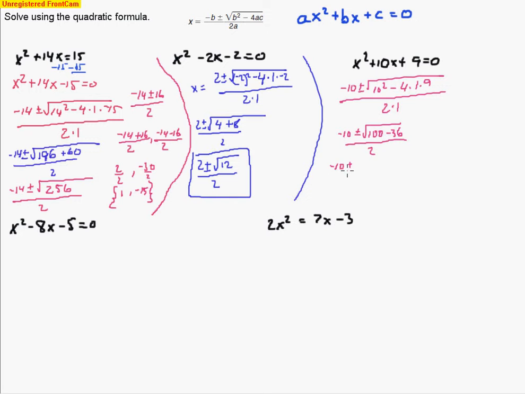Negative 10 plus or minus the square root of 64 is what we get underneath that radical sign. And this is all over 2. So we do some more work there. Negative 10 plus or minus 8 over 2. And then we can set up our two problems.